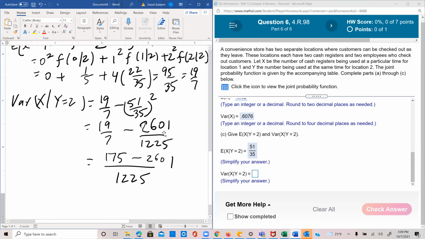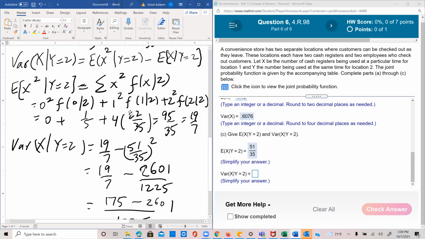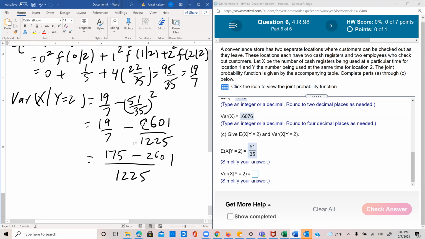So this is 88 by 35 plus... okay. All right, I divided the 1225 by 7, that's 175, but I have to times it with 19. So it's 175 times 19, and that's 3325. That's right now. 3325 minus 2601. That's 724 over 1225.